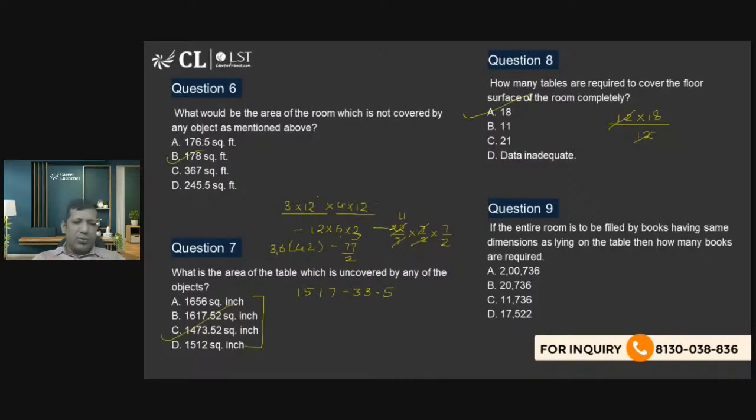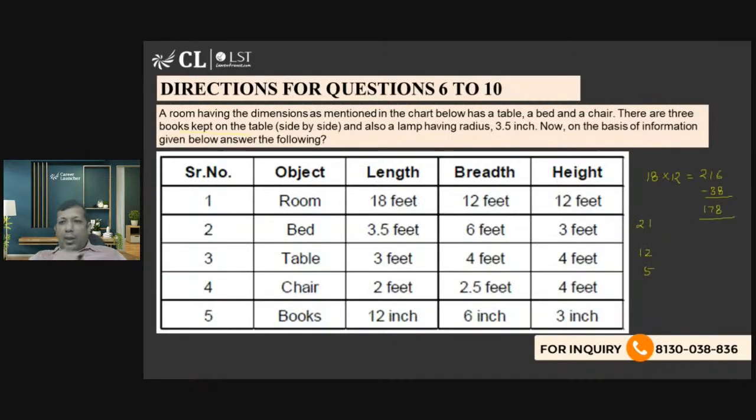Kushagra, why would I do 216 divided by 8, divide by 12? What is the area? Area is 18 into 12. That is 216. So I will directly divide it by 12 because area of the table is 12. 12, 12 will get cancelled out. My answer is directly going to be 18. Understood?